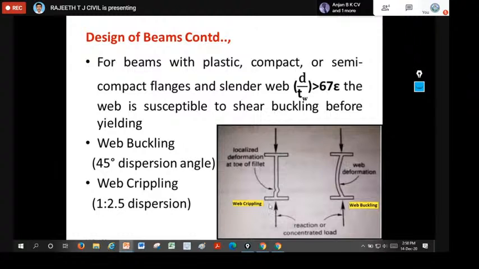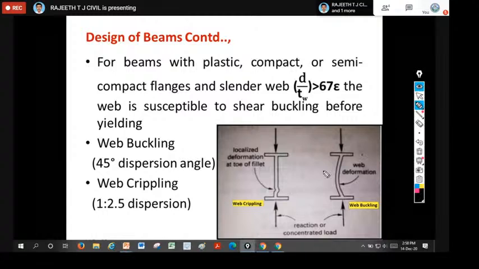Next, some other checks we need to do for beams are web buckling and web crippling. In this figure, we see web crippling from concentrated loads at the supports. When point loads act on the member, the web portion of the beam may buckle locally or fail locally. That condition we call web crippling. The web portion buckles due to the application of a concentrated load acting on the beam or at the support.